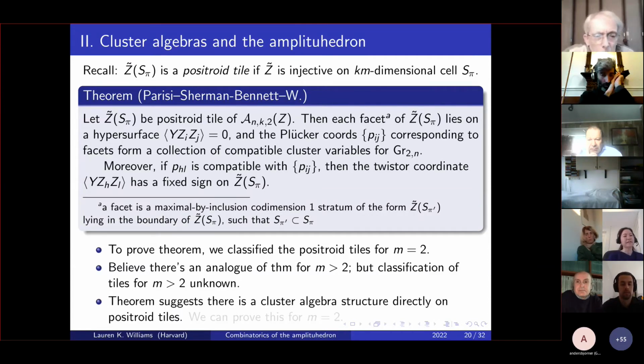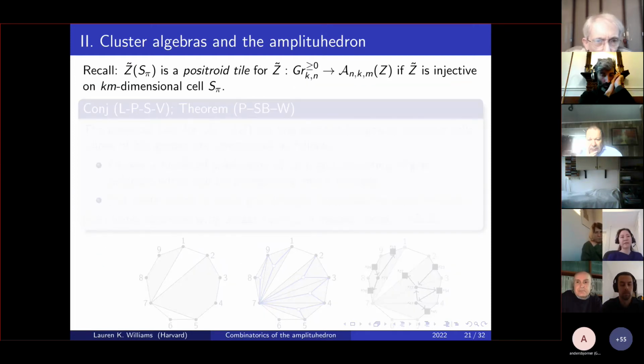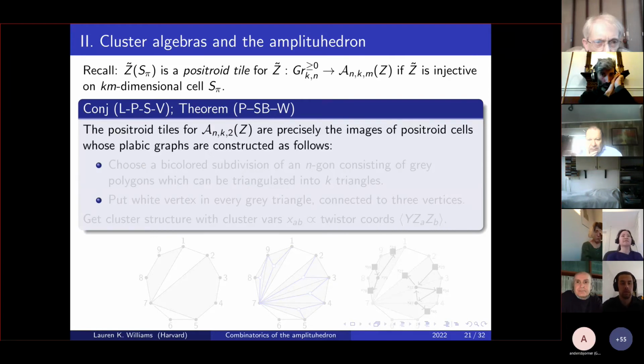And a final remark is that the theorem suggests there's a cluster algebra structure directly on the positroid tiles, and we can prove this for m equals 2. So I'll just show some pictures now explaining this classification. First of all, we can describe very succinctly all the positroid tiles for the m equals 2 amplituhedron, and we describe them by explaining the plabic graphs of the positroid cells giving rise to those tiles.